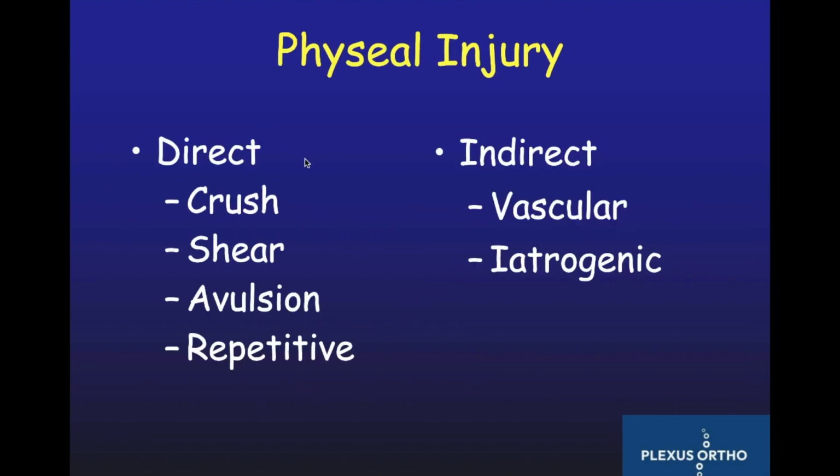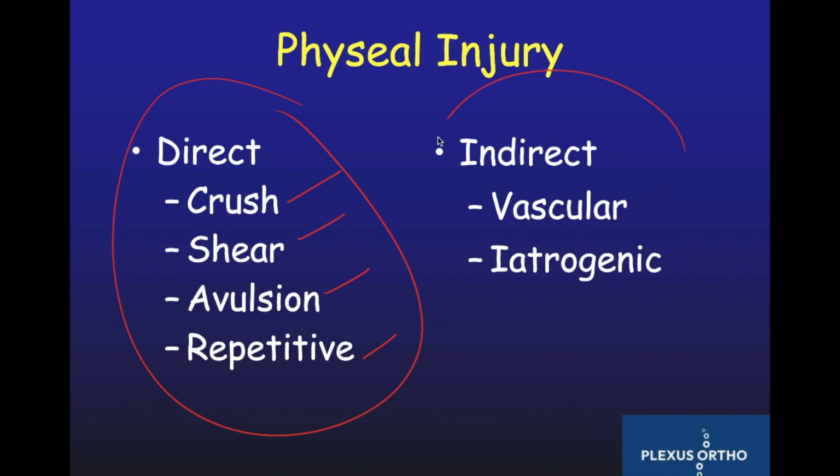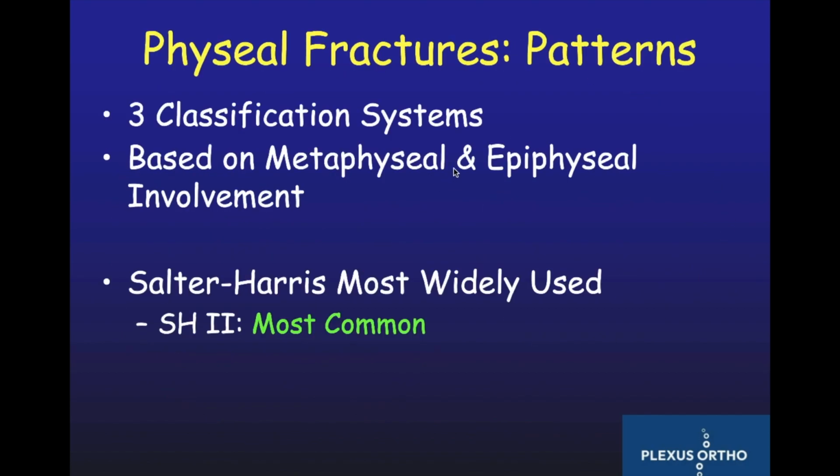Zone of hypertrophy. Injuries can occur because of various forces: crush injury, shear, avulsion, repetitive injury. For example, gymnasts or athletes or ballet dancers can have repetitive injuries. Indirect injuries or insults can occur via vascular or iatrogenic problems. Physeal fracture patterns: there are many classifications. I don't think you need to remember all these classifications.